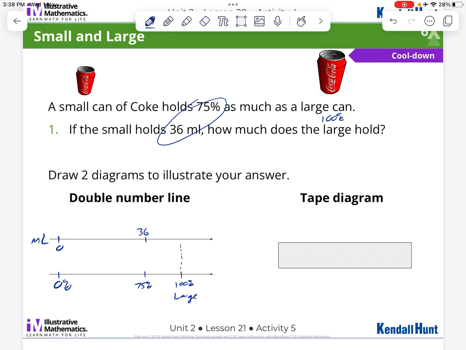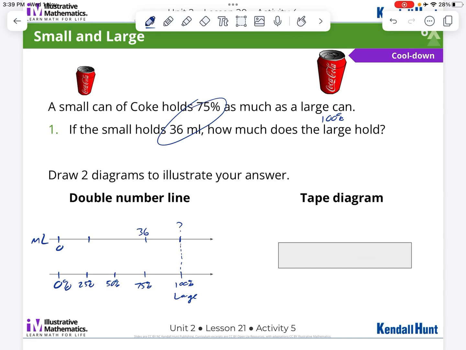Okay, so going directly up from that, this is what I'm looking for. So it's going to be bigger than 36 milliliters. Now, going from 100 to 75 to 100 might be a little bit tricky, but what you could do is divide this by 3. So 1, 2, 3, and count up by 25. So that would make this 25%, this 50%, 75%, and then the next one would be 100.